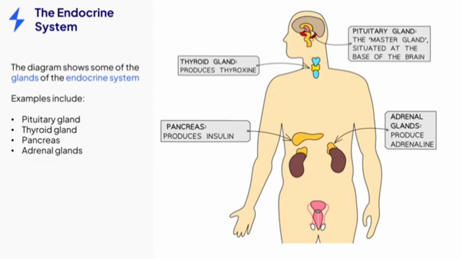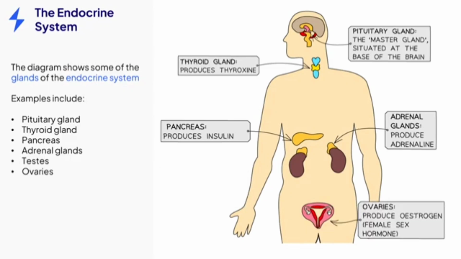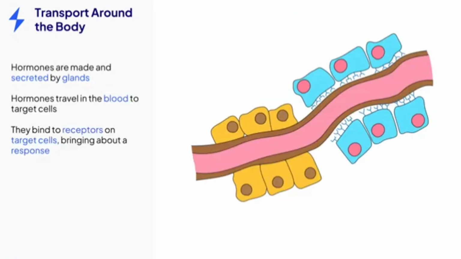The final glands that you need to know about are the glands that release reproductive hormones. The testes in males release testosterone, and the ovaries in females release estrogen. Both of these hormones control the secondary sexual characteristics that aren't present in a person from birth. Make sure you memorize the positions of these glands in the body because you may be asked to label this diagram in an exam.